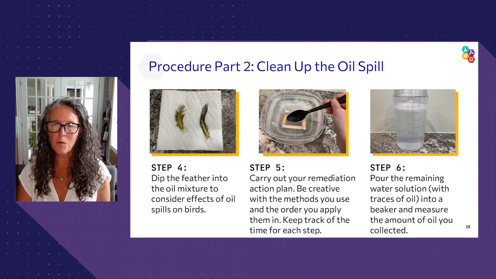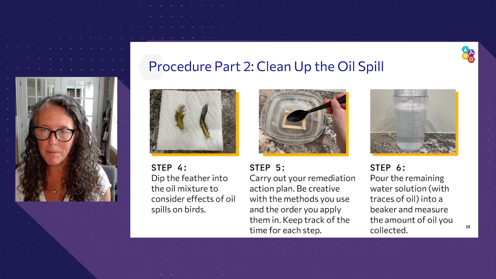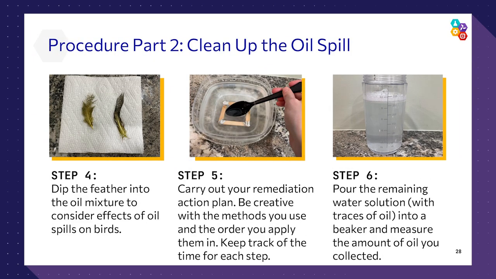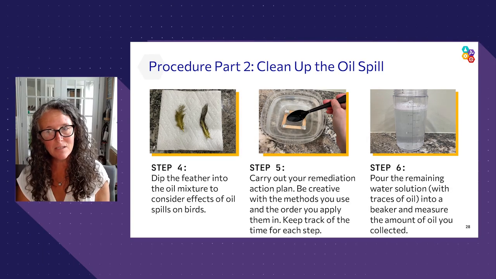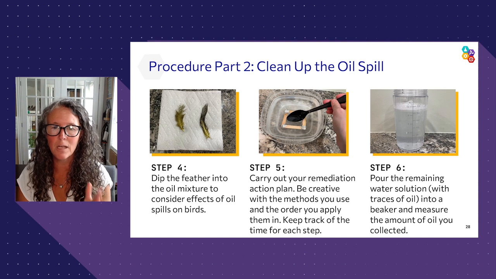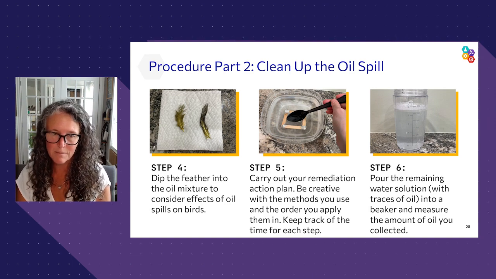And now you're going to go through all the steps in your workbook, but really pay attention at step 6, because this is after you've completed your mixture. You want to pour that water and oil mixture back into the measuring cup and try to measure the amount of water and oil that remains after you've gone through your remediation. And this is going to give you an idea of how effective your initial remediation was.